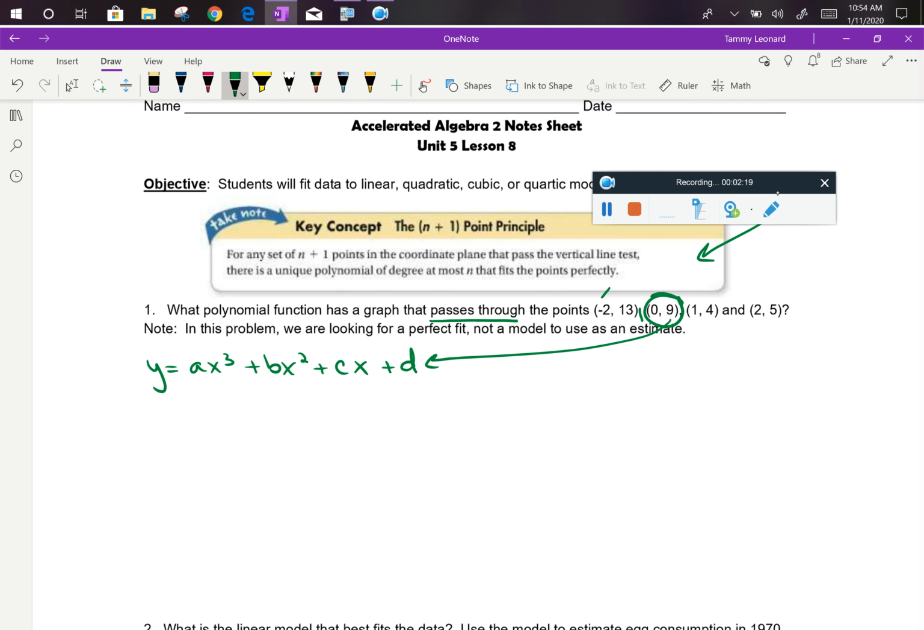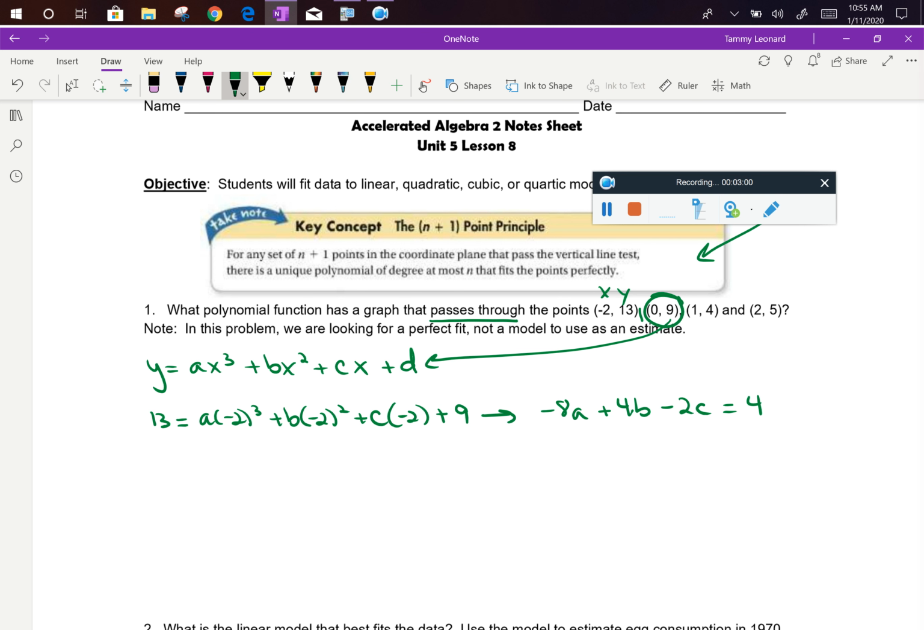So now we can take each of these points, x, y. We can plug in the y, we can plug in the x, and simplify to get an equation for a system. So our first point is going to lead to 13 equals a times -2 cubed plus b times -2 squared plus c times -2 plus 9. When we simplify that equation, we've got -8a plus 4b minus 2c. We would subtract that 9 from each side, so we've got equals 4.